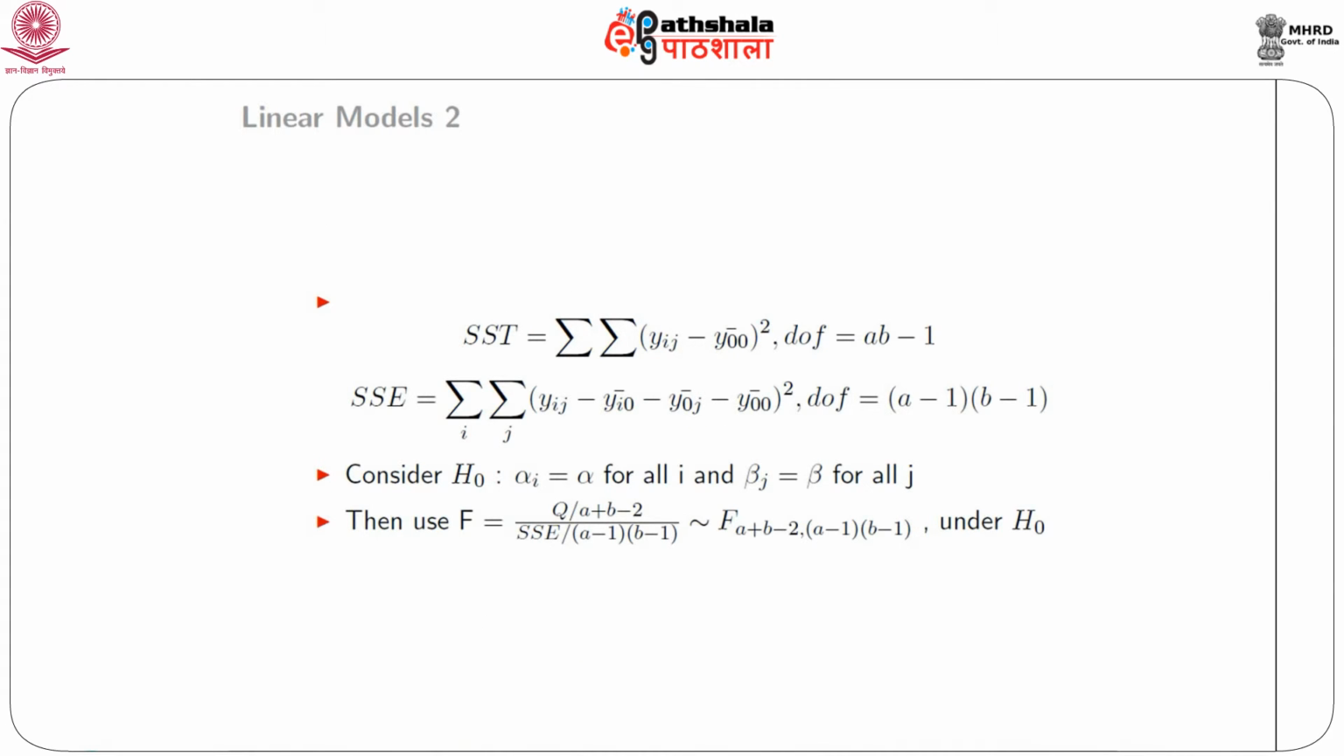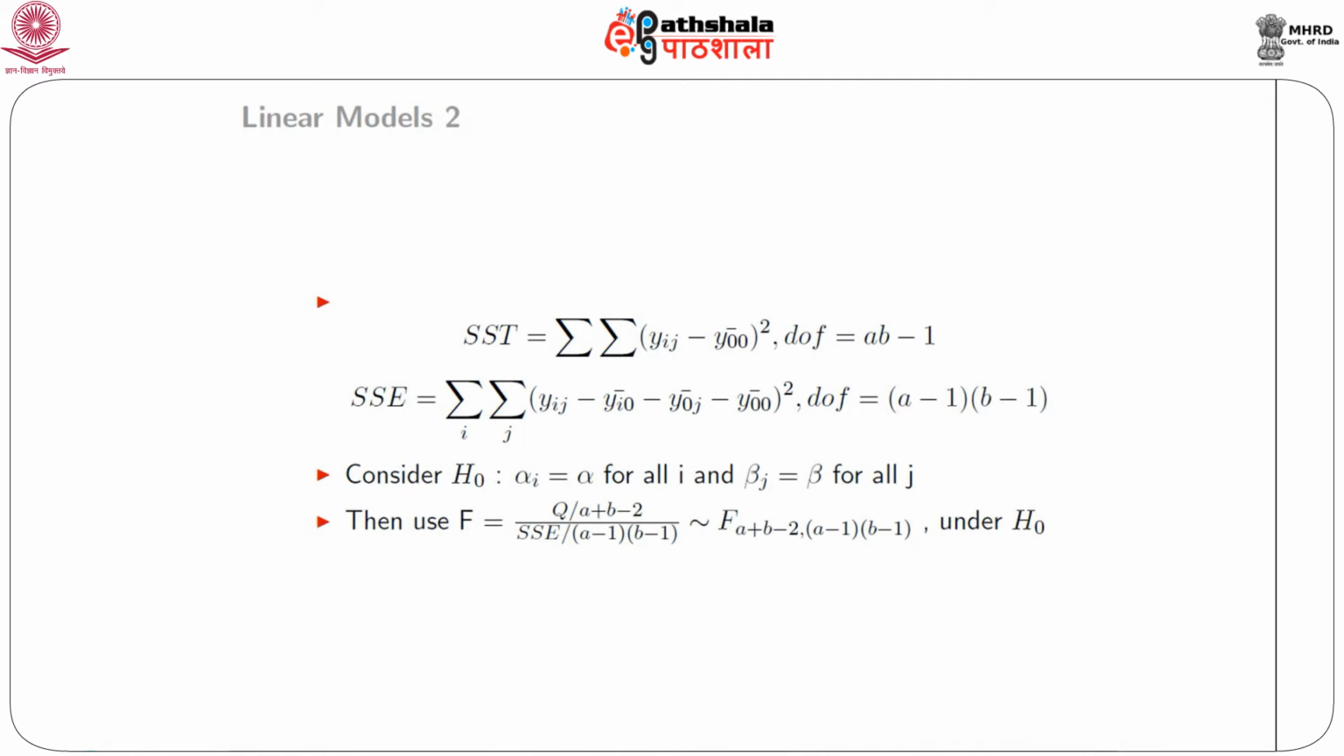Now, SST, as we already know, is given by a big double summation of y ij minus y 00 bar whole square, and the DOF is equal to AB minus 1. What is meant by DOF? DOF actually is an abbreviation for do off, just as DON is an abbreviation for do on, but that DOF has a different spelling, which is spelled as DOFF. In this case, DOF stands for degrees of freedom. O stands for off, sometimes it is omitted. So, we say df equal to AB minus 1.